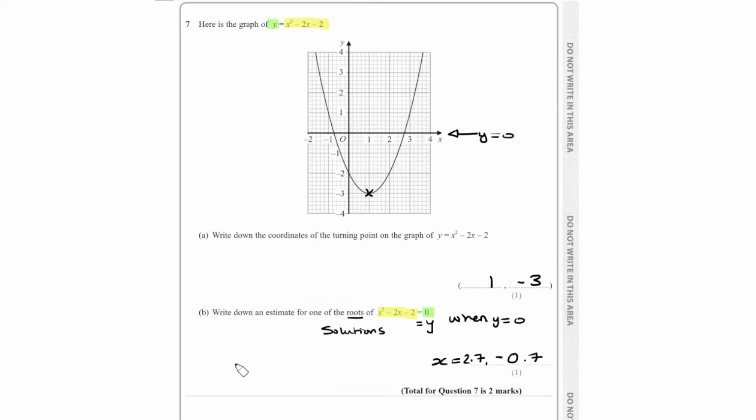All right, before we go on, I'm just going to tell you what the range was. They've said they will accept answers between 2.6 and 2.8. So if you said 2.6, 2.7, 2.8, or if some people might have put 2.75, that's fine. And obviously the same with the negative ones, negative 0.6 and negative 0.8. That's the range. So as long as both of your answers are between those ranges, then you've got the mark.